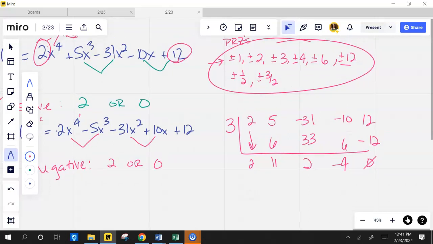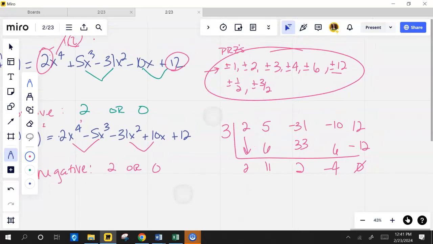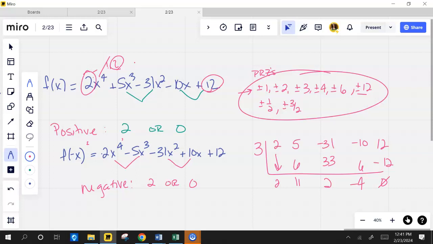Okay, so whenever I can't factor to find the zeros, there's no way I can slash this, there's nothing I can do. I have to start taking these PRZs and testing them to see which one is a factor. How do you know it's a factor? Whenever I divide and I get 0 here. How do I know where to start?